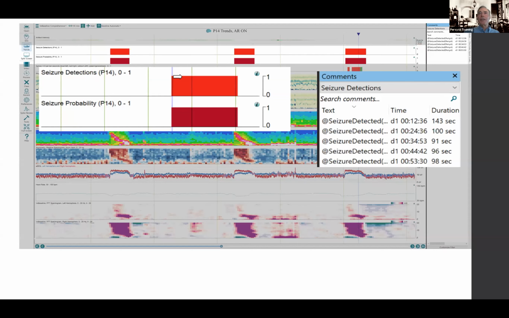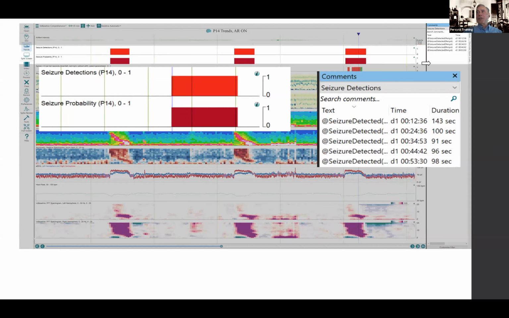So up at the top here, we have this event density, which is really just showing us that we have a seizure detection, that it rose up above its threshold for the amount of time that you can set just by clicking into the seizure probability. This is a zoomed in window on this trend up above, just to make it larger.